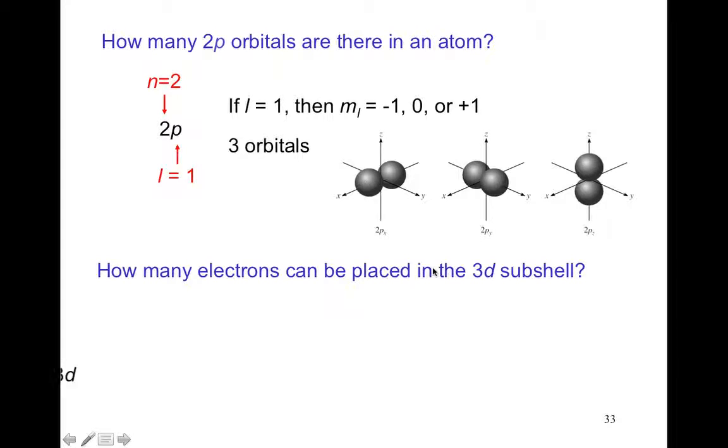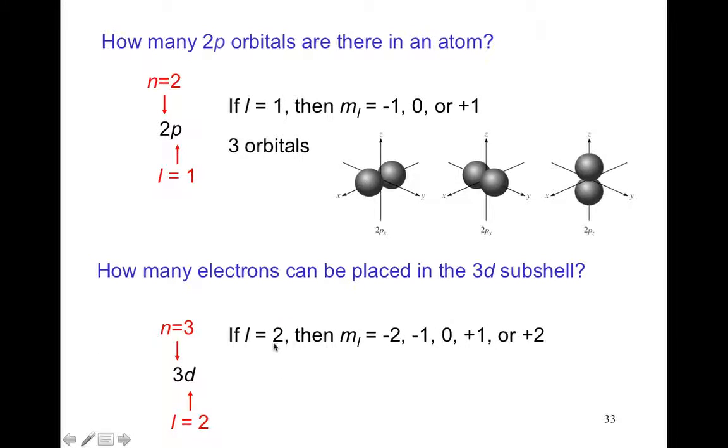How many electrons can be placed in a 3d subshell? That would be n equals 3, l equals 2 because it's 3 minus 1. And if l equals 2, then our magnetic number would be negative 2, negative 1, 0, plus 1, or plus 2. So there's 5 orbitals, and those 5 orbitals can hold a total of 10 electrons.